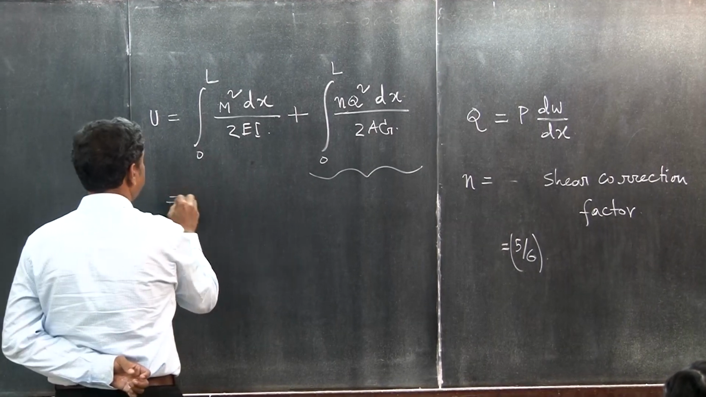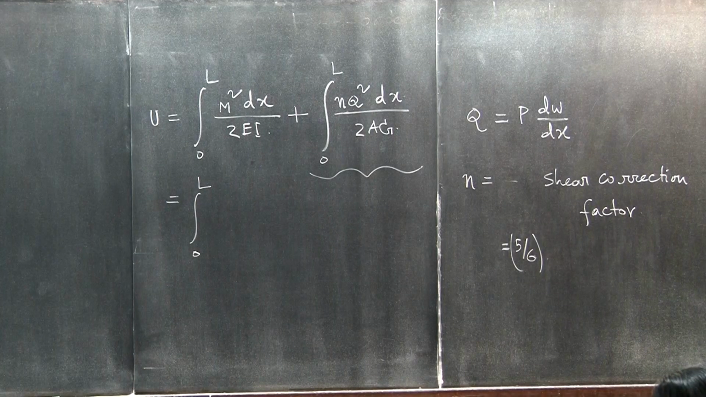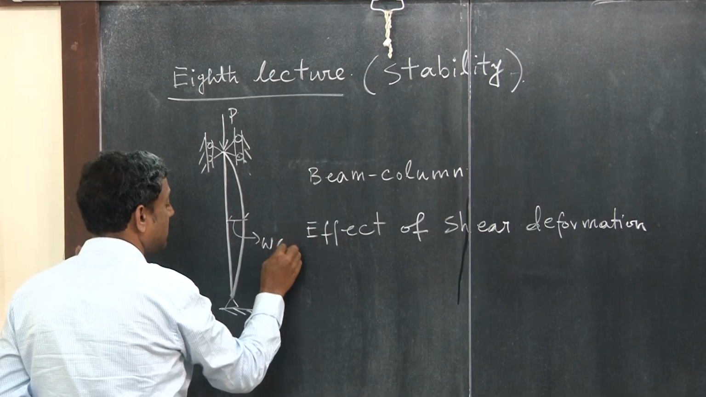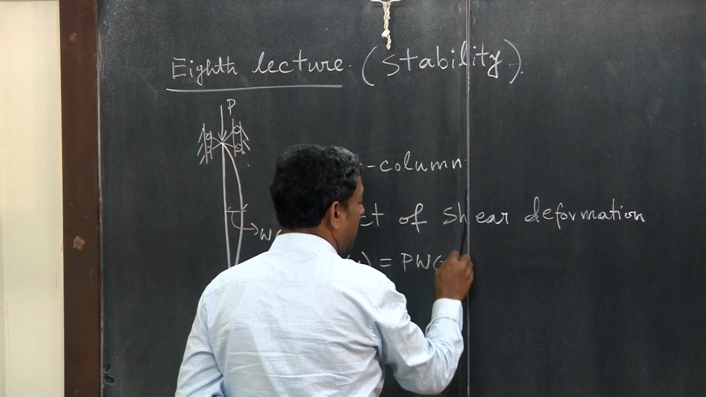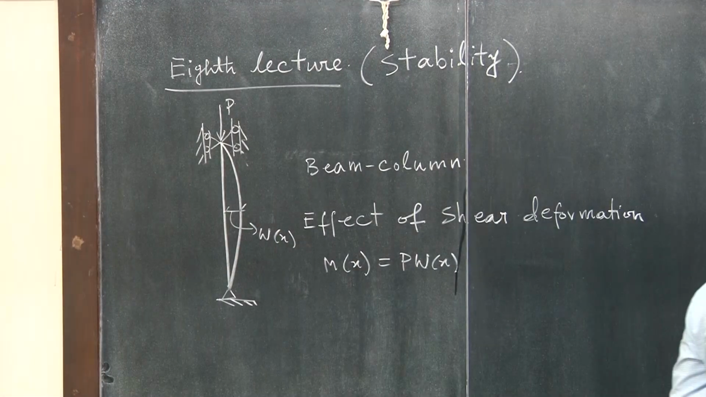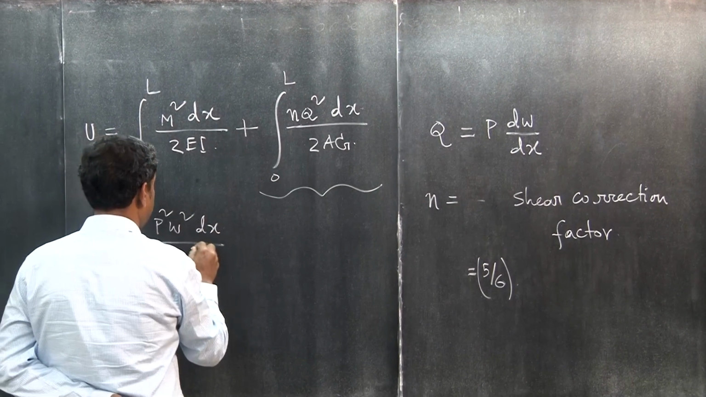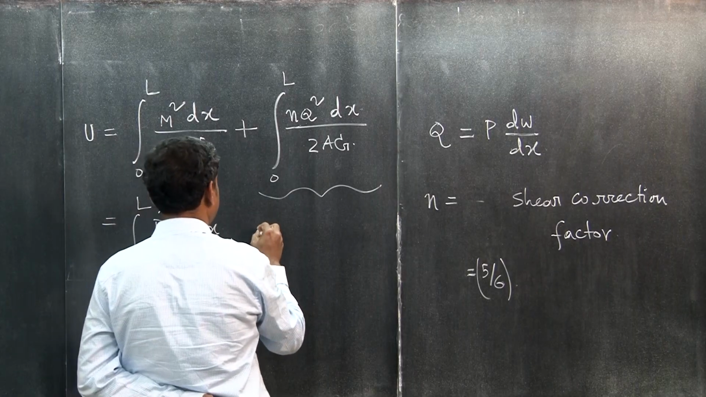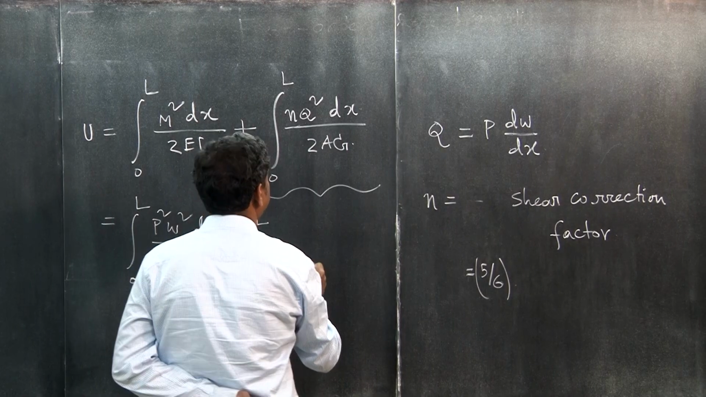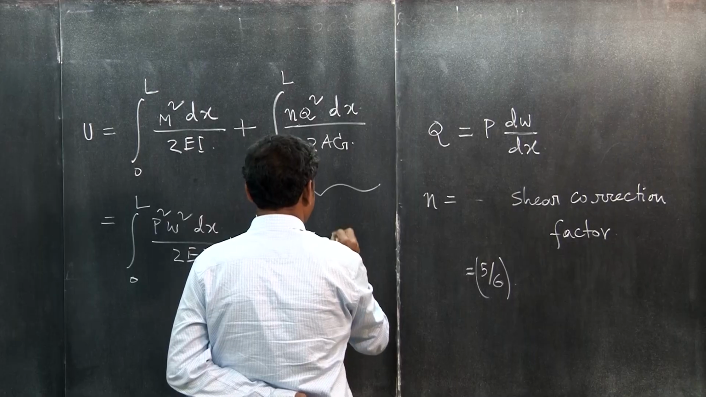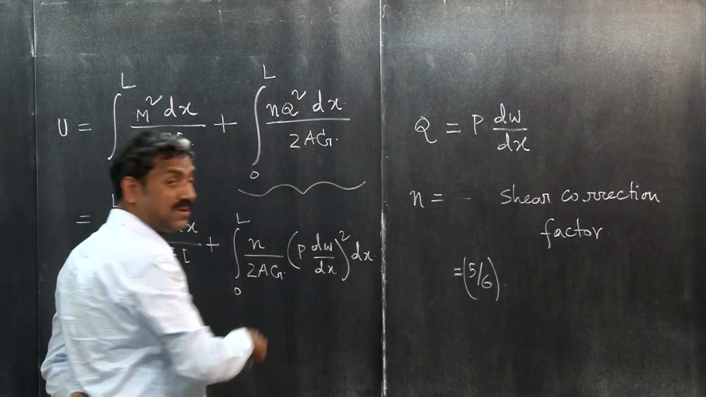Now the bending moment can also be expressed, for this case at least, as follows. This is the out of plane deflection W as a function of x. So, I can write the bending moment as P into W, right. This is the bending moment. Let us substitute it there. So, integration of P square W square dx by 2EI plus integration 0 to L of n by 2AG, and Q is nothing but P dW/dx, squared, dx, right. This is the way it is.